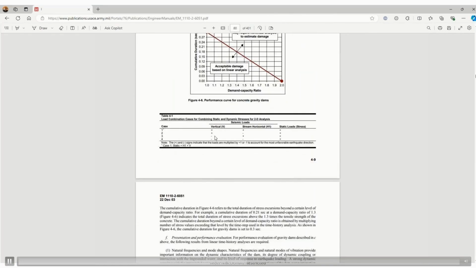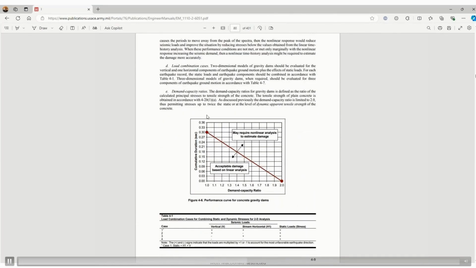This is for concrete gravity dam. The demand capacity ratio is for concrete. So we consider a cumulative inelastic duration of 0.3 here. If the cumulative inelastic duration exceeds 0.3 in the entire ground motion time history cycle, we have to go into the non-linear range. Actually, the new I-code guidelines say that for all new dams, we should not allow any node of our dam to go beyond this region.